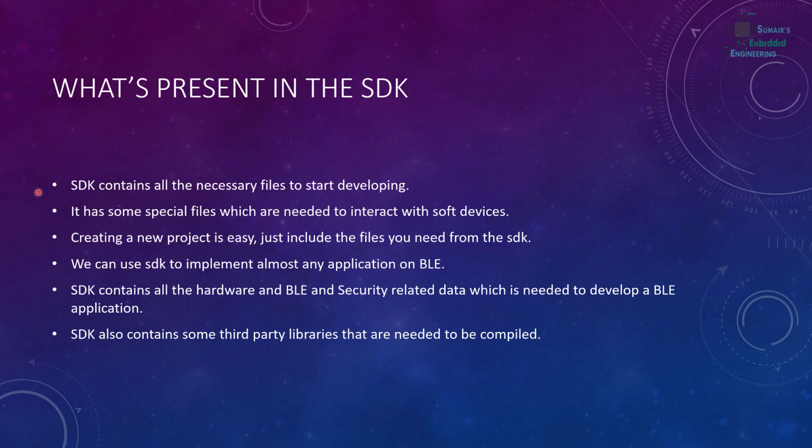BLE is Bluetooth Low Energy, as I have mentioned in the previous tutorial. So here I'm just saying BLE for Bluetooth Low Energy. And the SDK contains all the hardware, BLE and security related data. The data here means that we have all the header files and C files, all the written code from Nordic. So we don't have to rewrite everything from scratch. Nordic has already provided everything, so it's easier to implement. That code is present in the SDK, and we are just going to use those files.